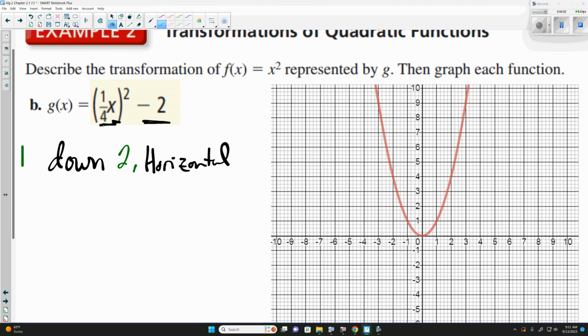Now we need to determine if it's a stretch or shrink. Now, 1/4 looks like it should be a shrink, yes? But it's actually a horizontal stretch, exactly, of 4. We have to flip it from 1/4 to 4. So this function moves down 2 and has a horizontal stretch of 4. Questions on this here?